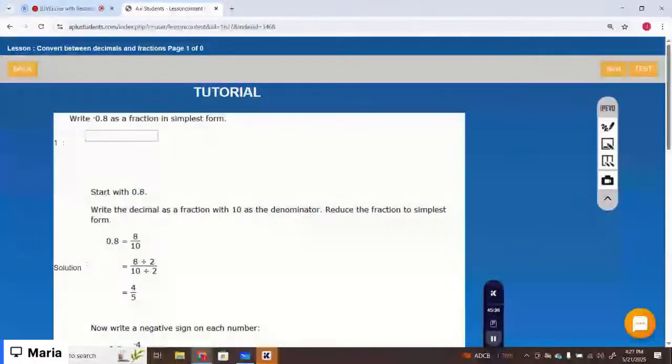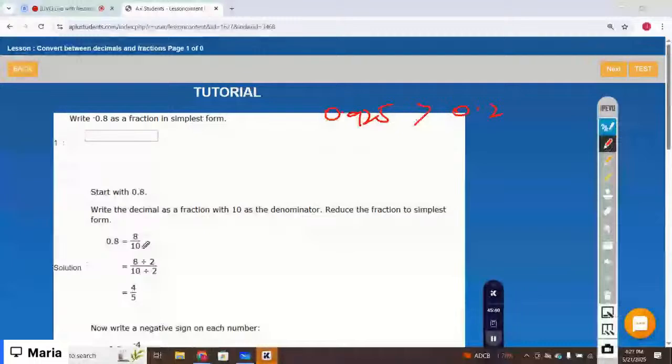So the first thing we need to do is remove the decimal point, and then assume that it is 8 over 10. Divide both numerator and denominator by 2, that is the common factor, so that is 4 over 5. Because then you have to put the negative sign, so that is negative 4 over 5.